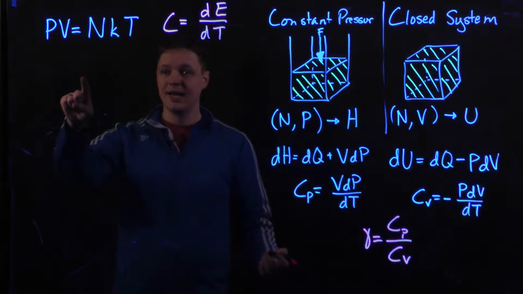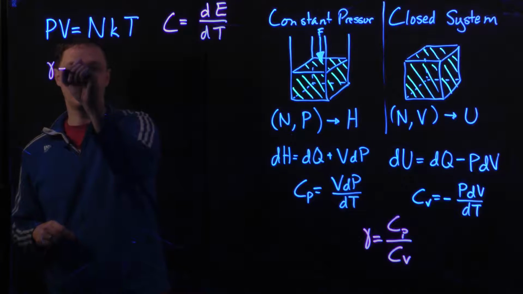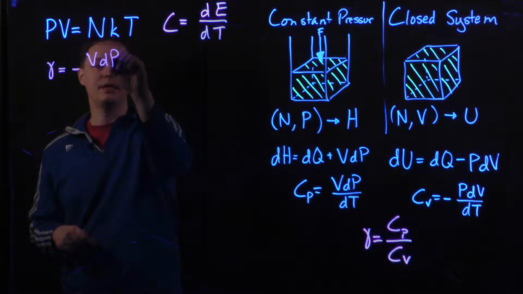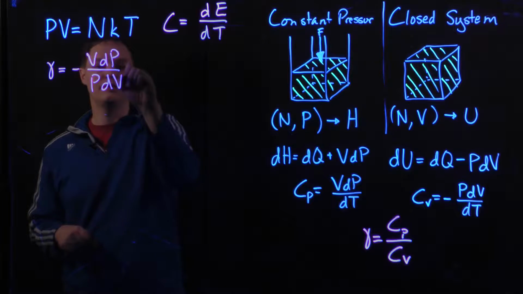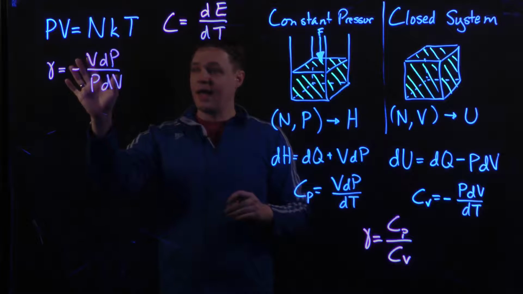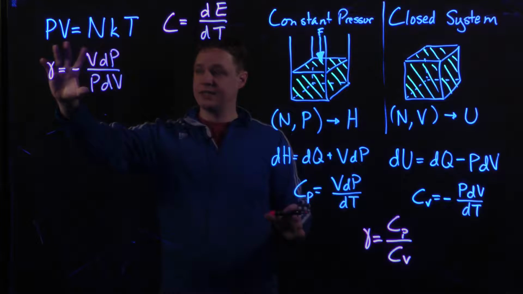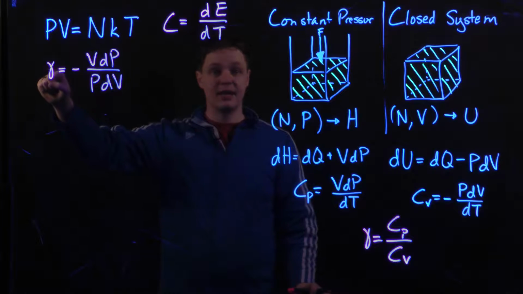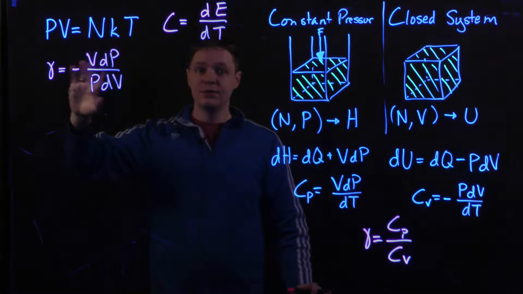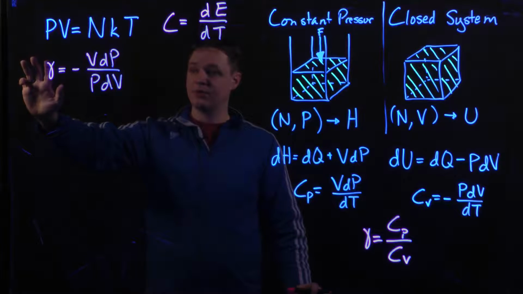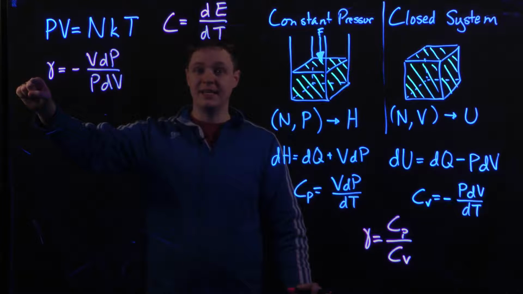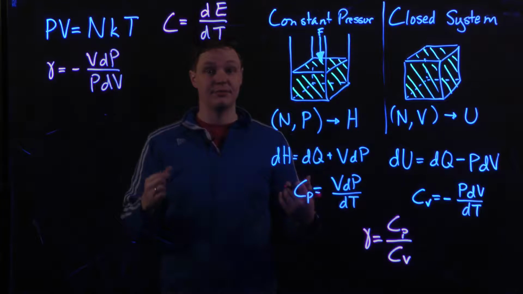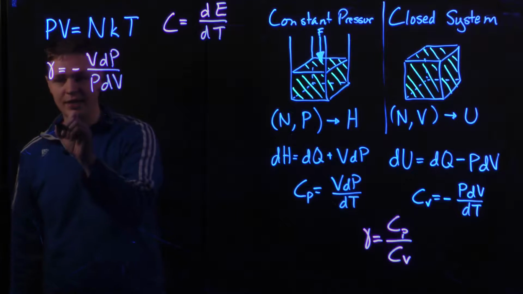Now, why are we going to do that? I'm actually going to rewrite this: the adiabatic constant is equal to minus V dP over P dV. As we have it here, we have this ratio of these two heat capacities, but this is a constant for our system. So what I can do is multiply everything on the bottom over here. I can get all of the terms with V on the same side and all the terms with P on the same side, and I'm going to have a differential equation. So let me do that.